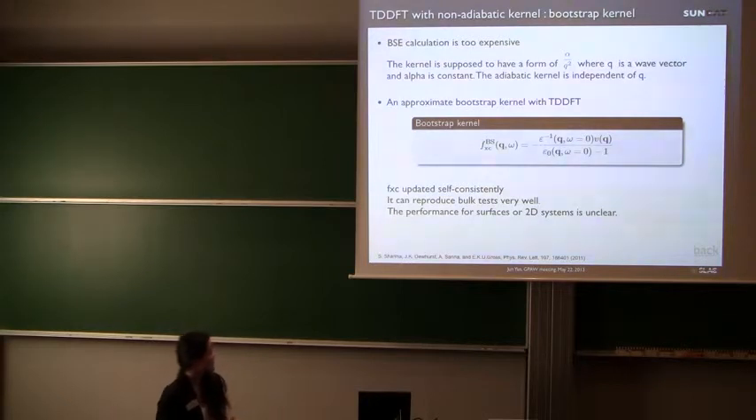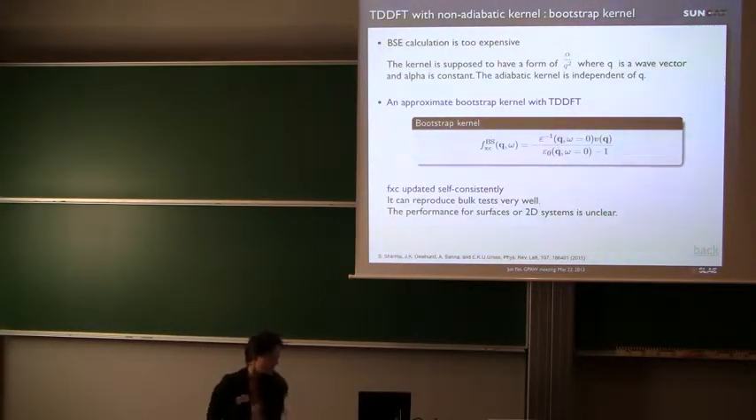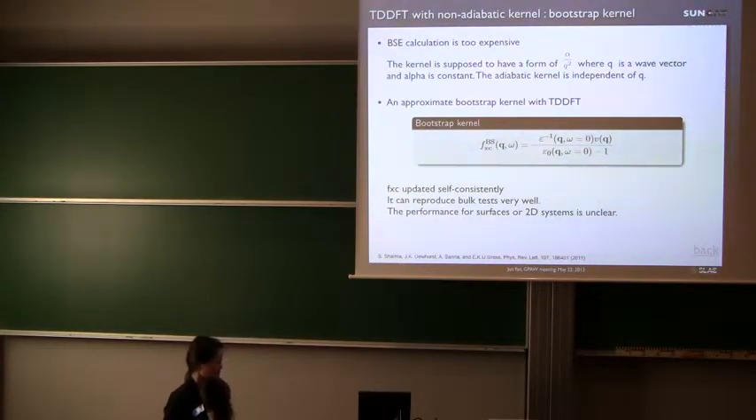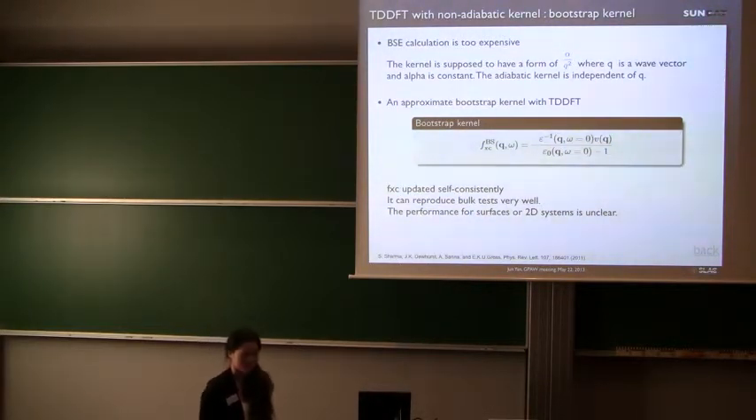And what they say is that it can produce bulk tests very well. For at least a few classical bulk materials, like silicon carbide, carbon, or lithium chloride, it can be very good with this kernel. But the performance for a surface or 2D material, like a layered tube and so on, is unclear because nobody has done that so far.